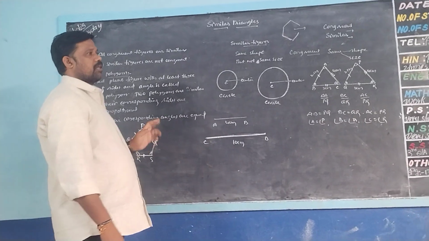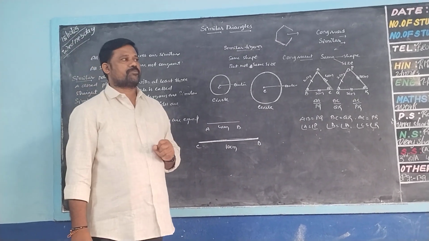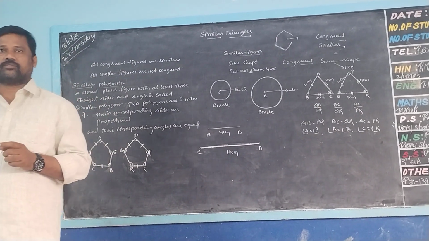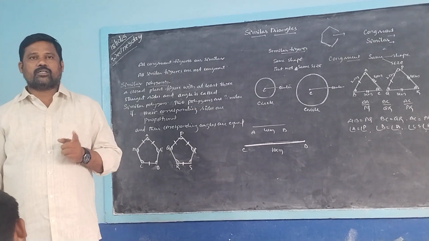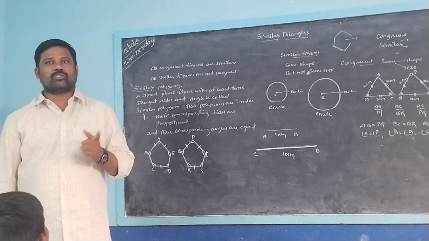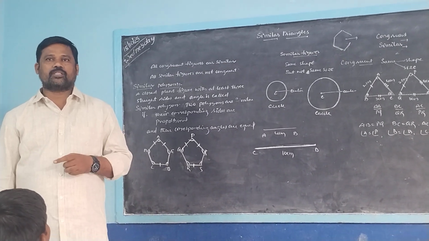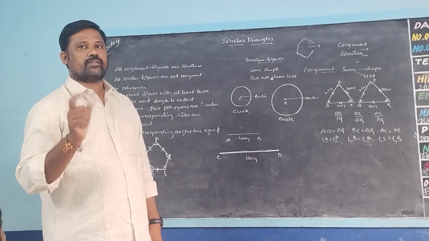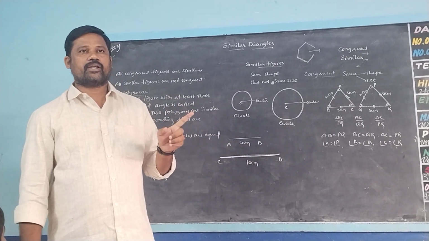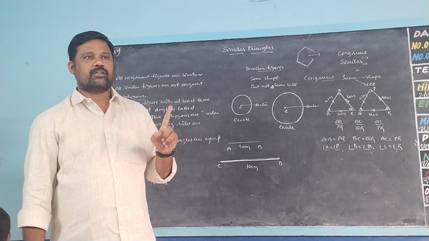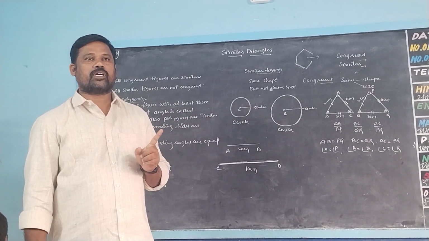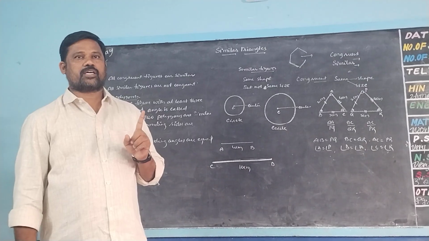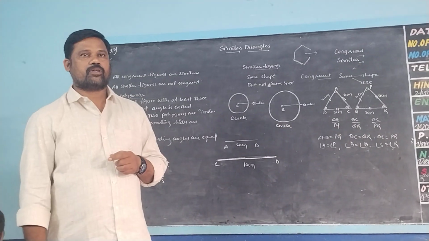Which are called congruent figures and which are called similar figures? If you take any two triangles, and their shape and size both are the same from one to another, they are called congruent figures. What is the meaning of congruent? Shape and size both are the same. Same size and same shape of any two triangles are called congruent figures.